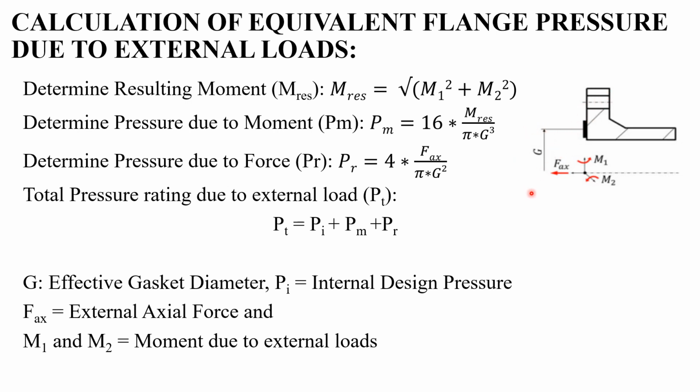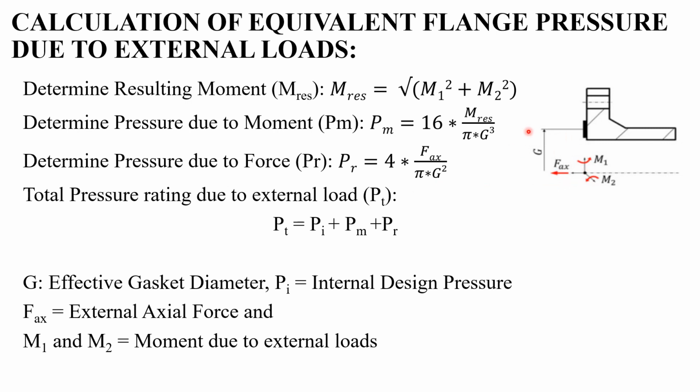So we'll take the effective gasket diameter, and there are three different external loads, which we call moments M1, M2, because see, this is the X axis, this is the Z axis, this is the Y axis. So in these two axes we'll have moments due to external load, and in the X axis we will only have external axial force. So what will happen due to the pull over here? You will have axial force, correct?